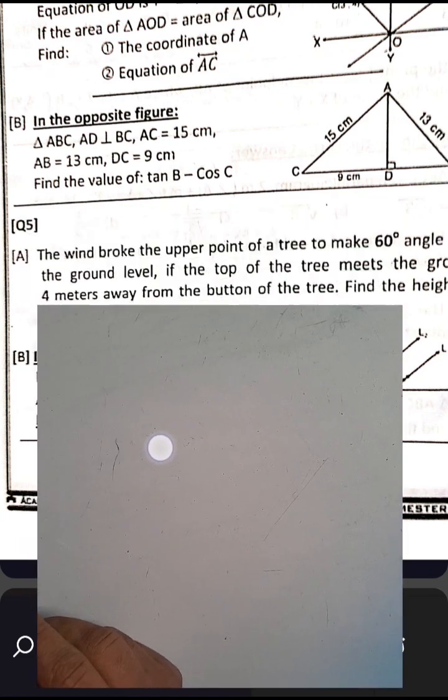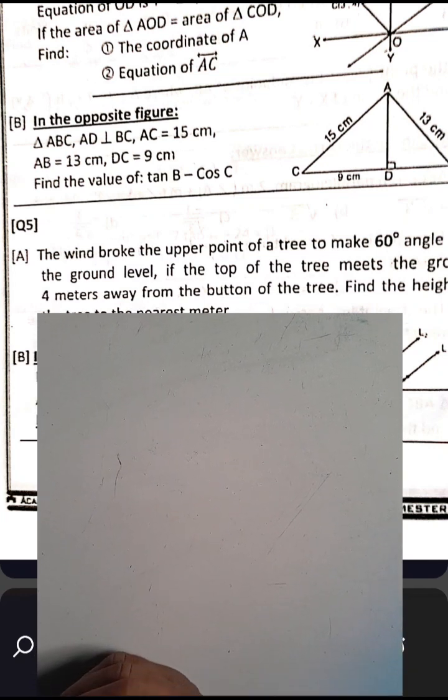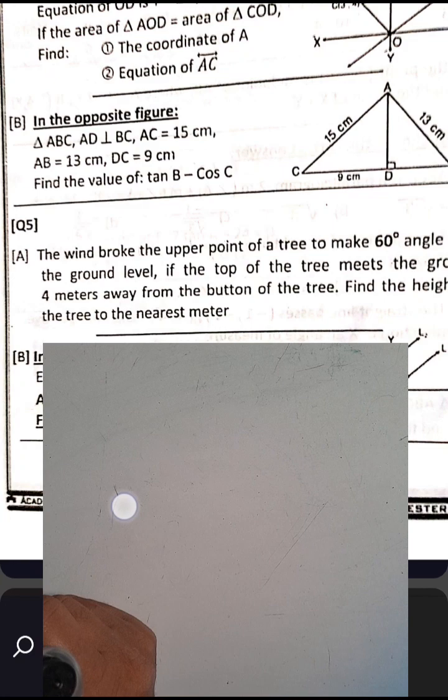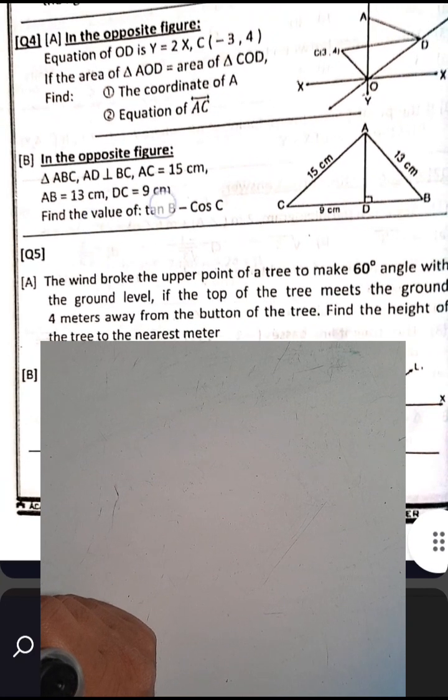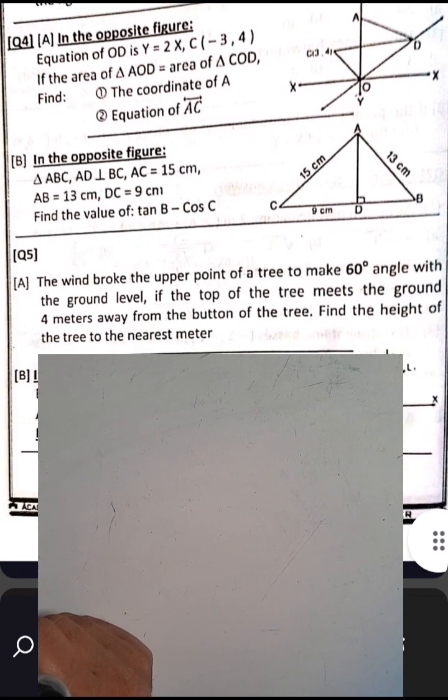Next question. Question number 5. A wind broke the upper point of a tree to make a 60-degree angle to the ground level. If the top of the tree meets the ground 4 meters away from the bottom of the tree, find the height of the tree to the nearest meter.